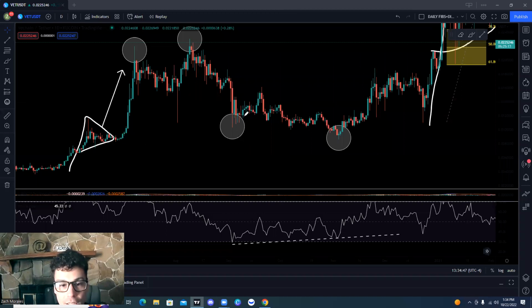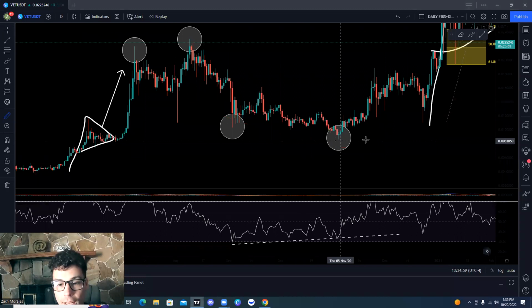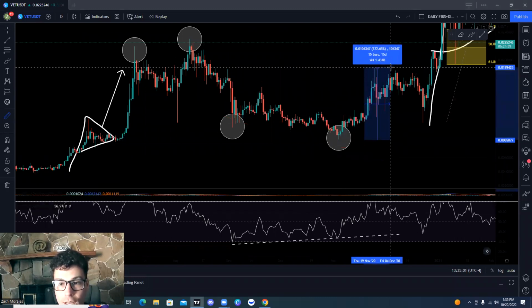For some reason, they got deleted, but we have a low here. We have a lower low here. We have a low here of a higher low here. The relative strength is increasing as the token is dropping in price, right? And from there all the way to the highs, that was a 120% move.